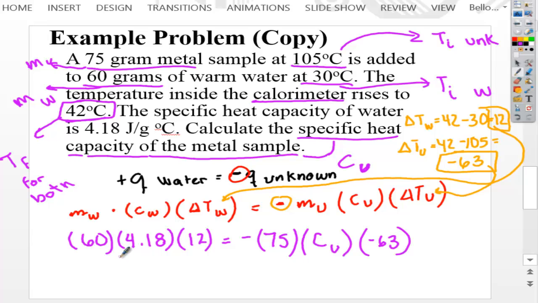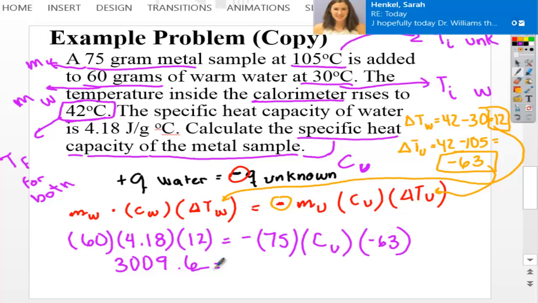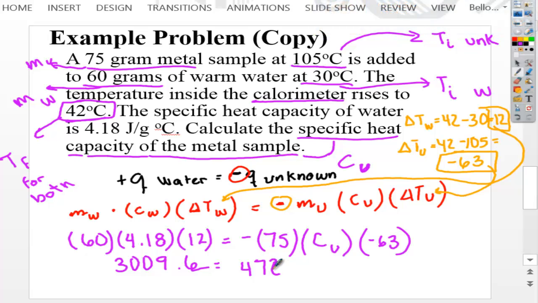On this side, you get 3009.6 equals to, what's 75 times negative 63? Or negative 75 times negative 63? Negative times a negative is a positive. So you will get 47.25. Okay?